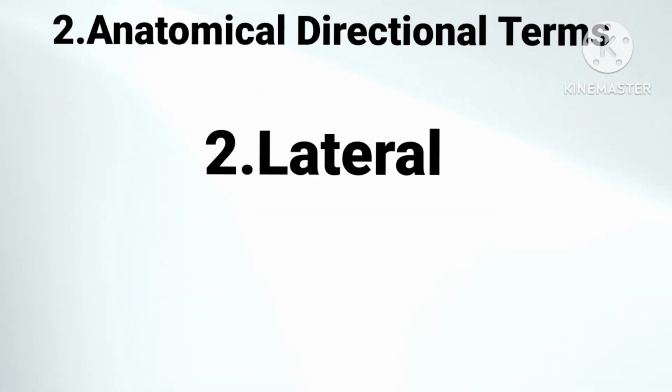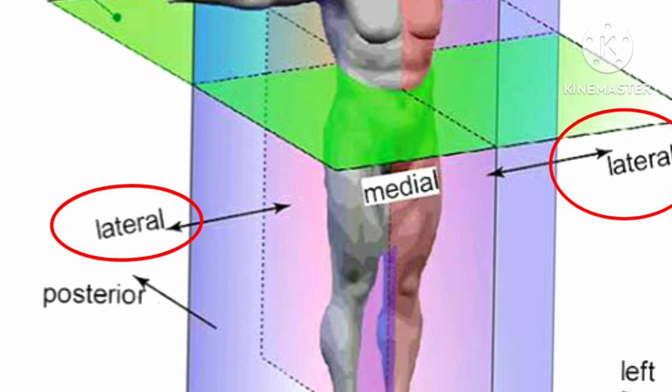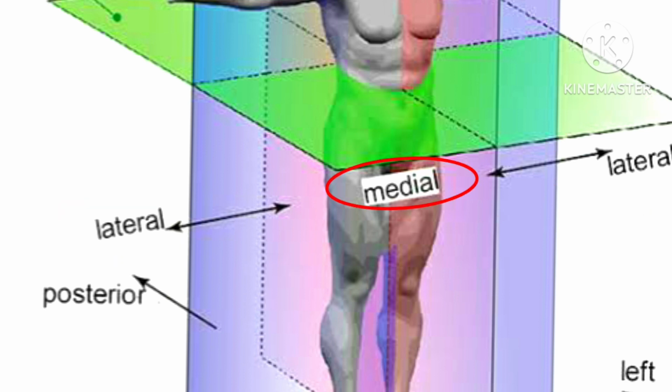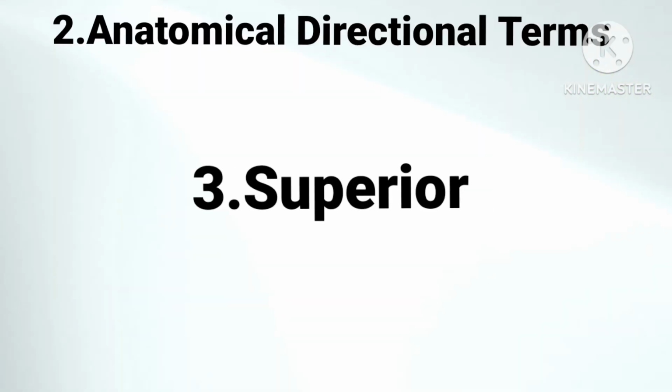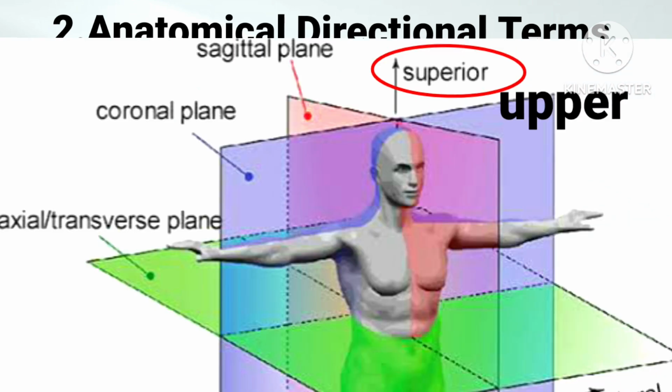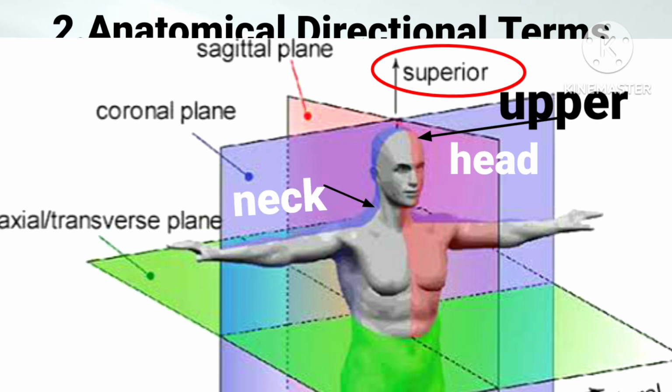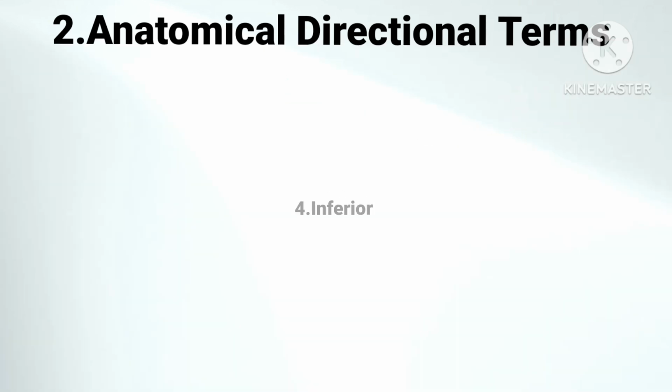Lateral. Lateral means away from the body, that is away from the sagittal plane. This is the direct opposite of medial. So with reference to the example given above, we can say your ribs are lateral to your sternum. As simple as that. Superior. Superior means upper or towards the head. For example, your head is located above your neck. So we can say the head is superior to the neck.